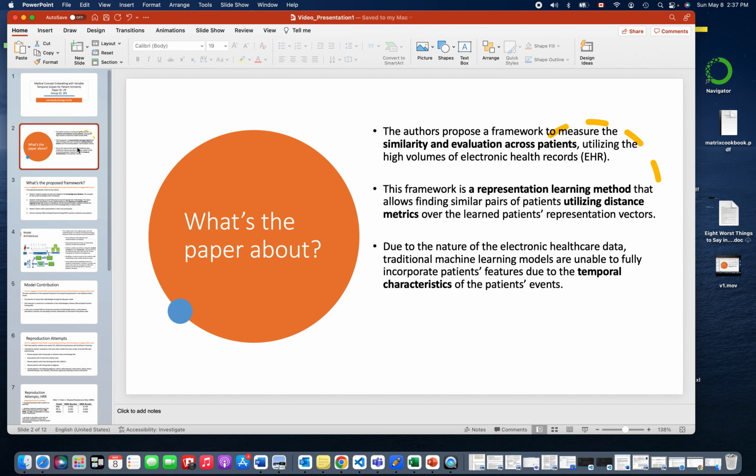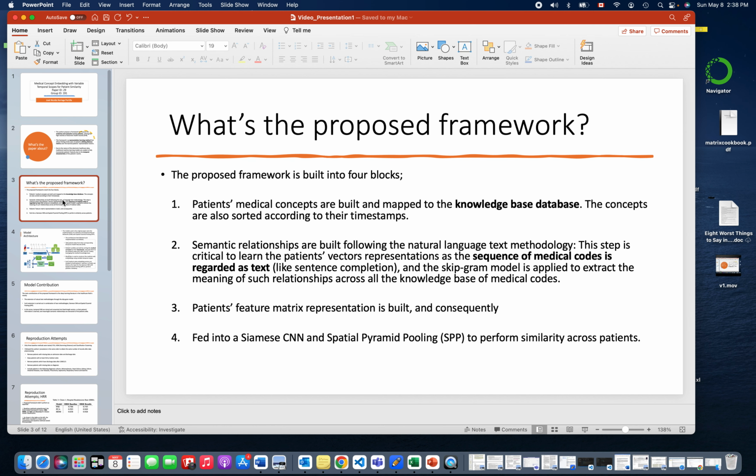It's basically about measuring similarity and evaluation across patients utilizing EHR. This framework is a representation learning method and utilizes distance metrics over the learned patient representation vectors. Due to the characteristics of electronic healthcare data, traditional machine learning models are unable to fully incorporate patients' features due to the temporal characteristics of the patient's events.